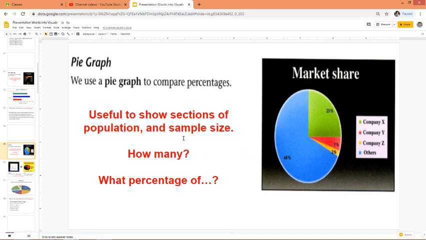It's useful to answer the question how many, right? What percentage of people, what percentage of students, what percentage of anything, right? So when you want to compare percentages, population size, sample size, pie graphs are very useful.